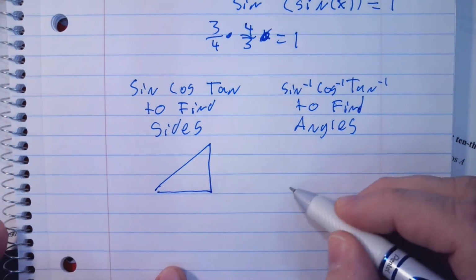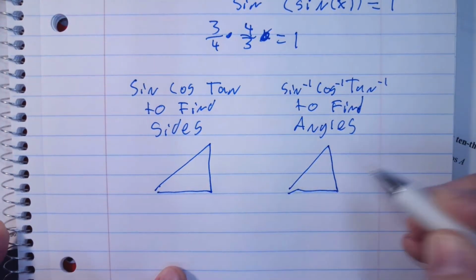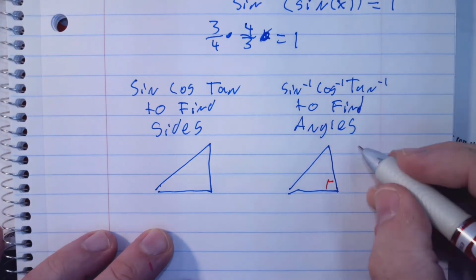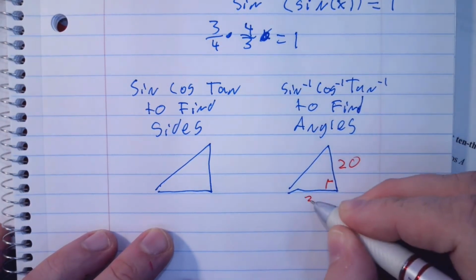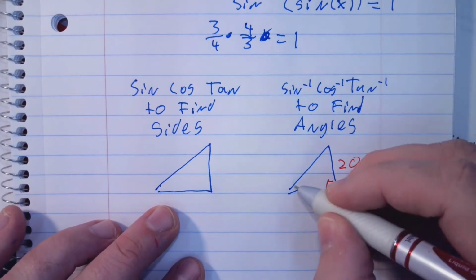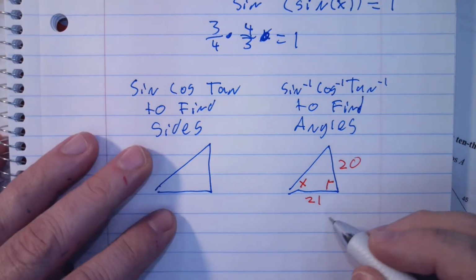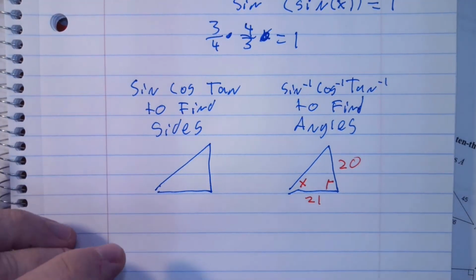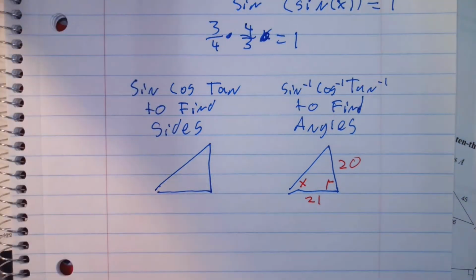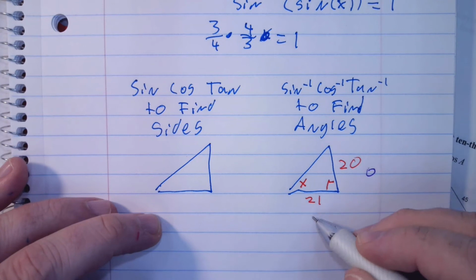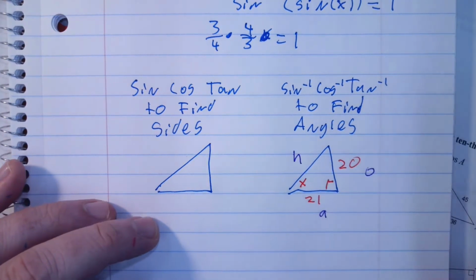So here's our triangle. Let me put it under this one. That way people don't think that we're finding something. All right. So I'll call this 20, and I'll call this 21. And I want to know what this angle is. Okay, so we need to know how to set this up. So first of all, I need to go through all the stuff and go, this is opposite, this is adjacent, and this is hypotenuse.